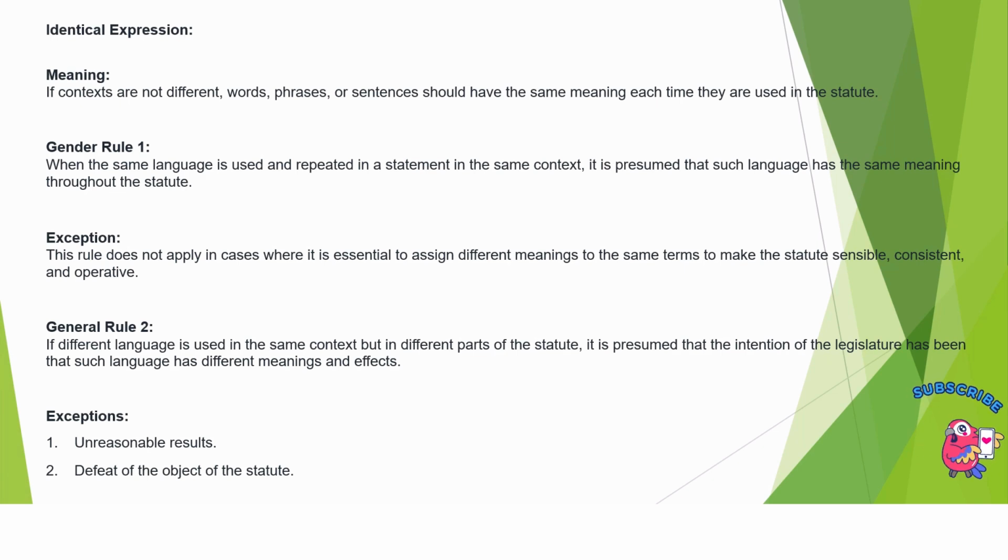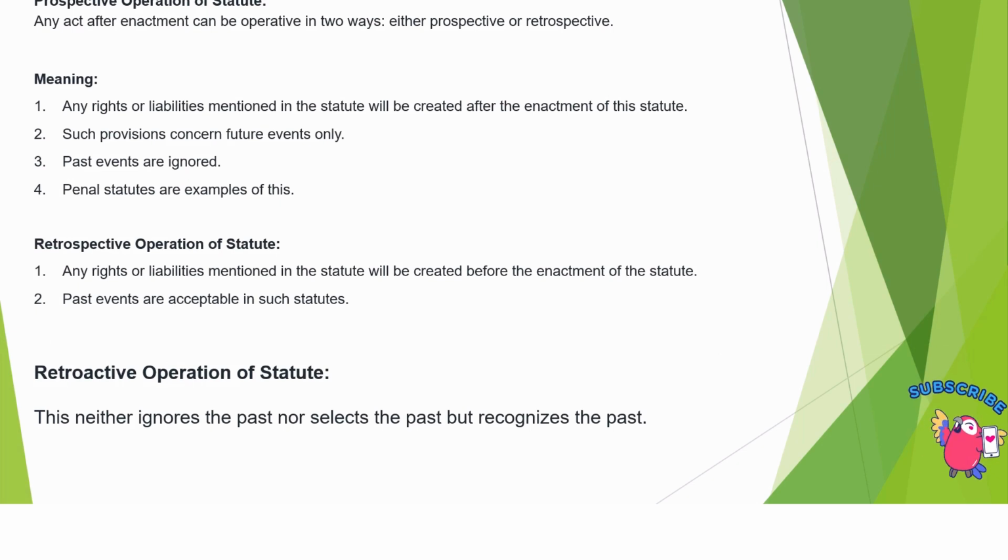General rule 1 is mentioned here, along with their exceptions. That is not gender rule 1, that is general rule 1, and the second one is general rule 2. Apologies for my mistake, please correct it. Prospective operation of a statute, their meaning; retrospective operation of a statute. This neither ignores the past nor rejects the past but recognizes the past.